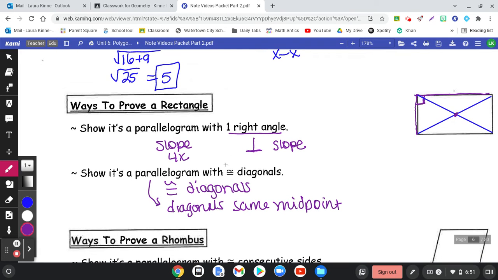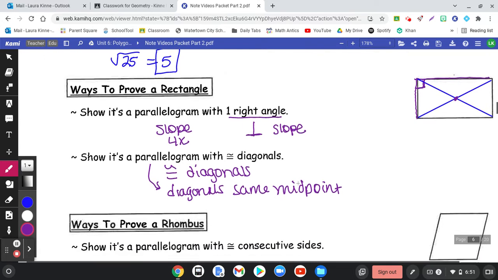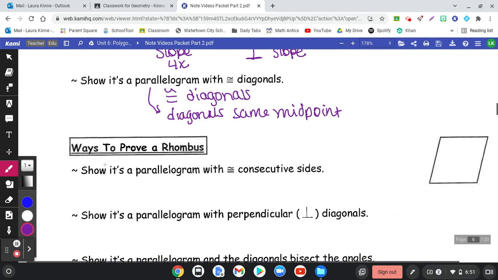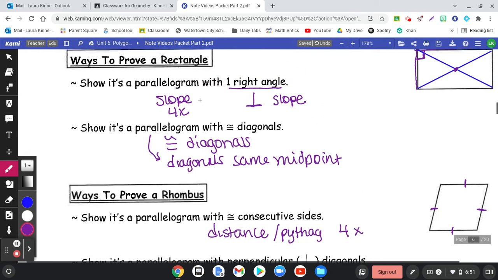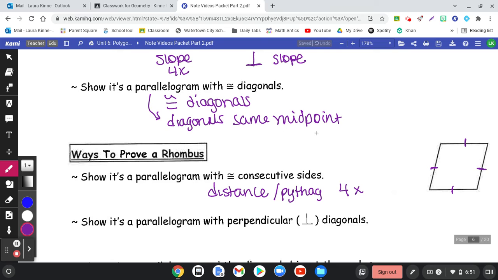Now, you might say, well, that seems faster, but a lot of times it's not just going to be a rectangle. Let's look at a rhombus. A rhombus, you want to show it's a parallelogram with 4 congruent consecutive sides. So you could show that all sides are the same. So you could do distance or Pythagorean theorem 4 times. The only thing is, if it has something to do with a rectangle, you're going to have to do something else there.